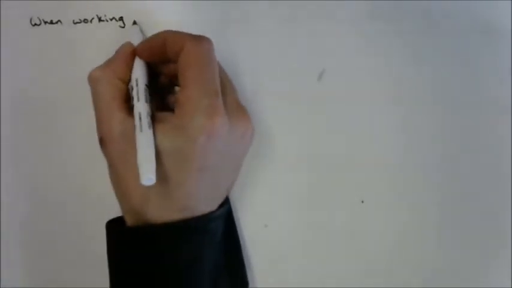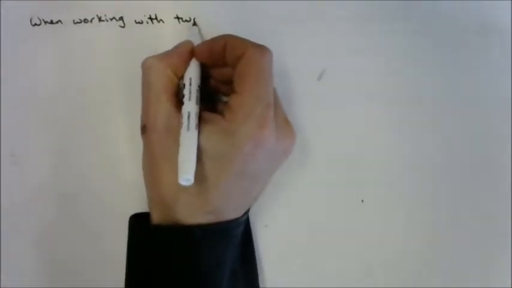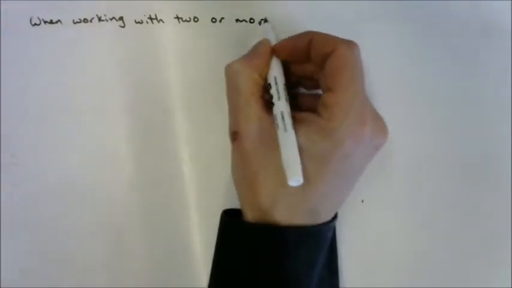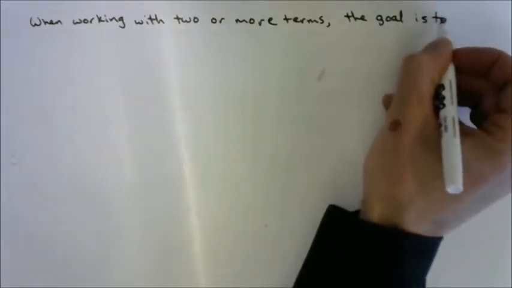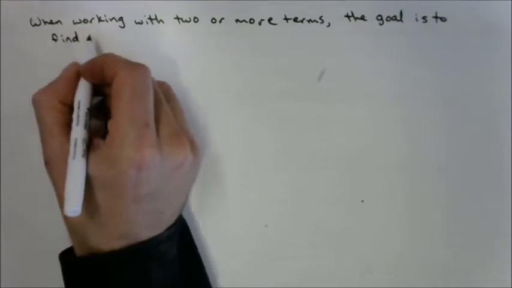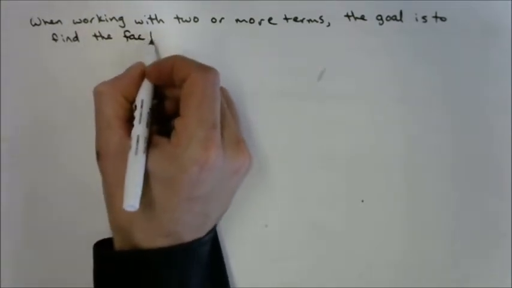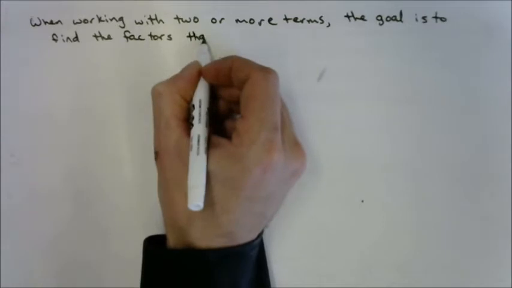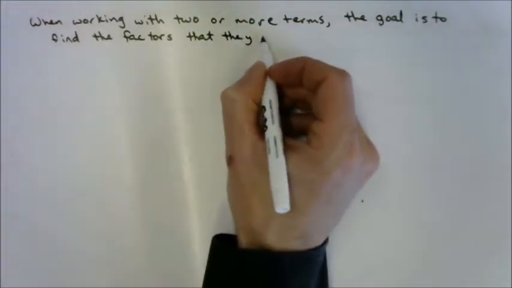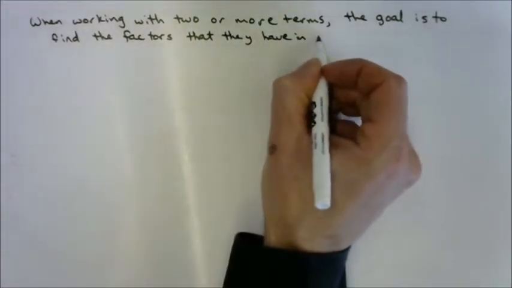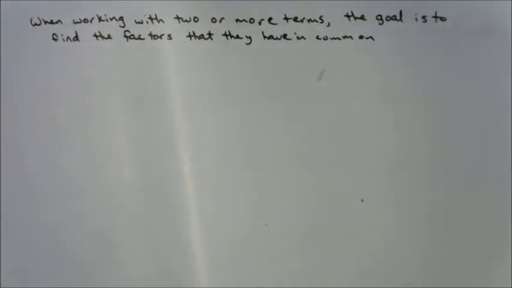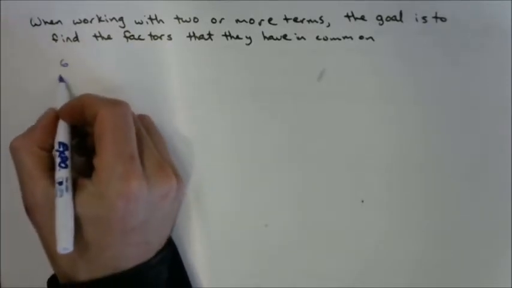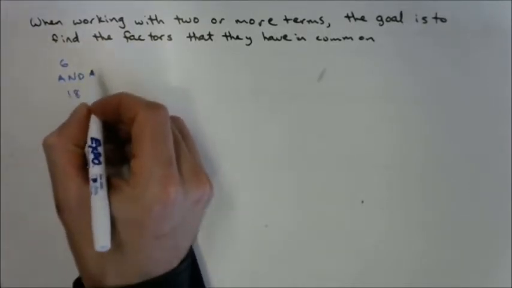When working with 2 or more terms, the goal is to find the factors that they have in common. So let's say we're working with 6 and 18.